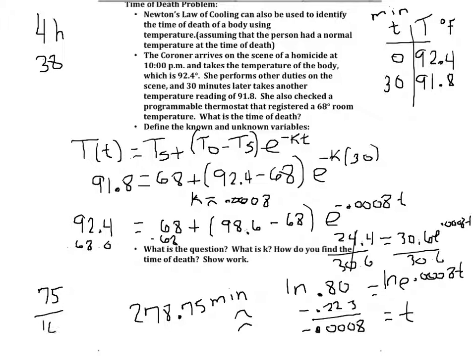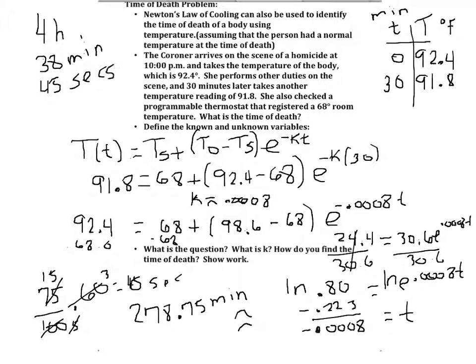of 60 minutes. So that's going to simplify to 6 over 10, which would simplify also to 3 over 5. And then 5 divides into 75 15 times, so it's actually going to be 45 seconds of that minute. So you're going to have 4 hours, 38 minutes, and 45 seconds that I have to count backwards from 10 o'clock to find the time of death.